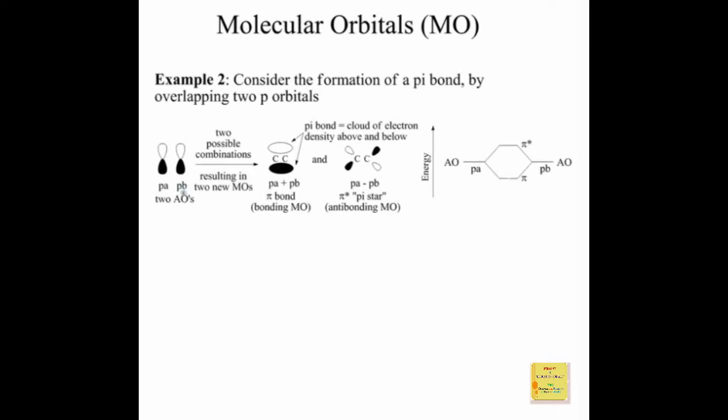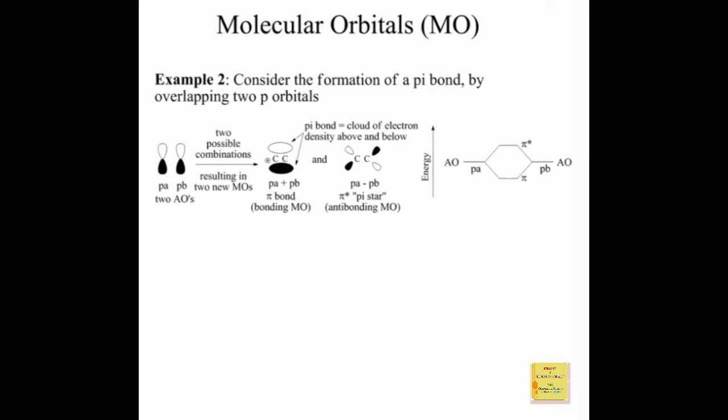Because we have two atomic orbitals, we're going to get, as a result, two new molecular orbitals because of these two possible combinations. If the signs are matching at the top and bottom when we bring them together, that's where we're going to get our favorable constructive overlap, and we're going to get a region of electron density up here, a region of electron density below. This is our bonding molecular orbital. We call this a pi bond, or a pi MO.